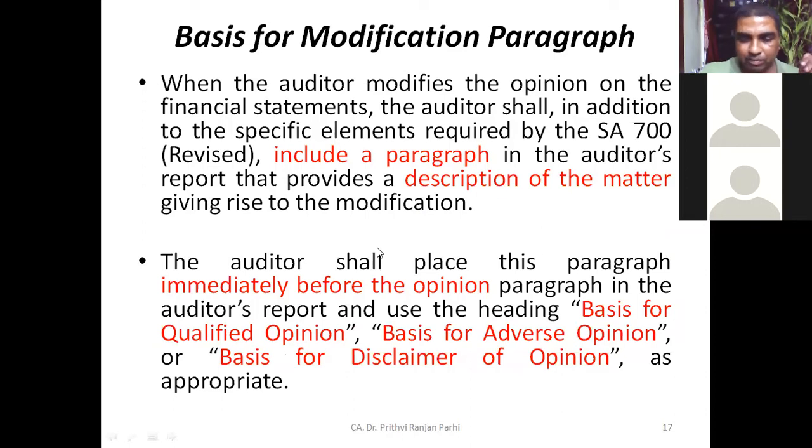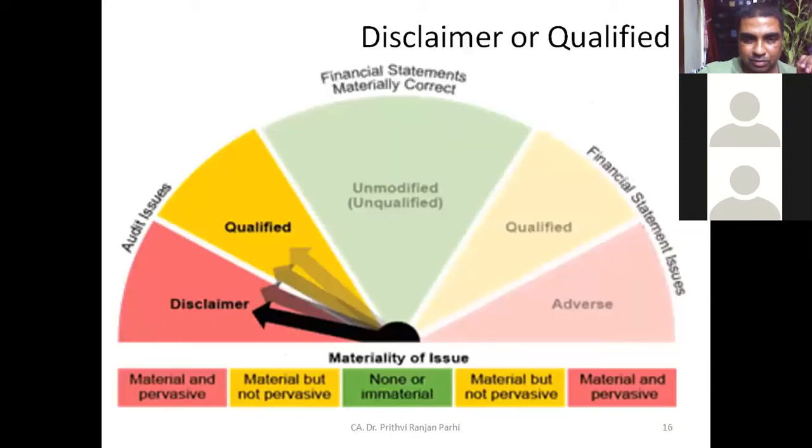Sir, audit issue and financial statement issue, two different issues, sir. Yes, audit issues and financial statement issues are two different kinds of things. Financial statement issues are related to the cash flow, balance sheet and so on. Audit issues mean those regarding the auditor's collection of evidence. If the auditor is unable to collect some evidence which is material but not pervasive, then qualified. But if material and pervasive, disclaimer. So this relates to audit issues, and that relates to financial statement issues.